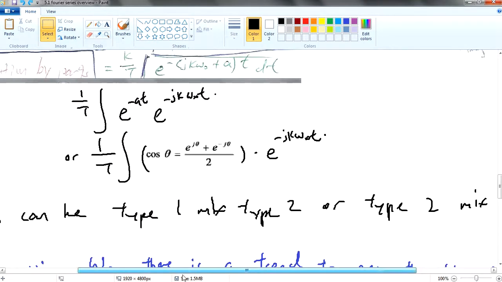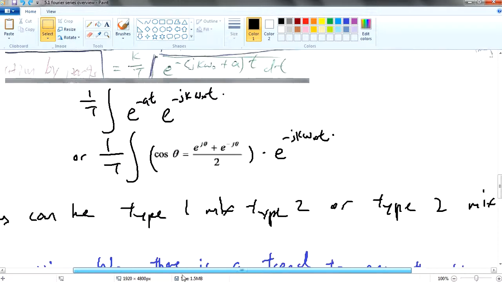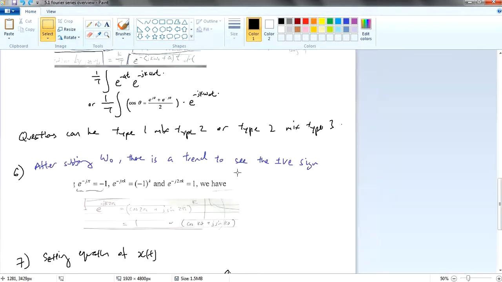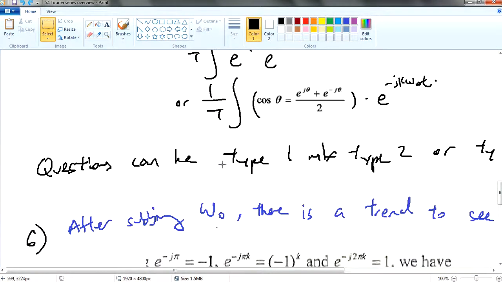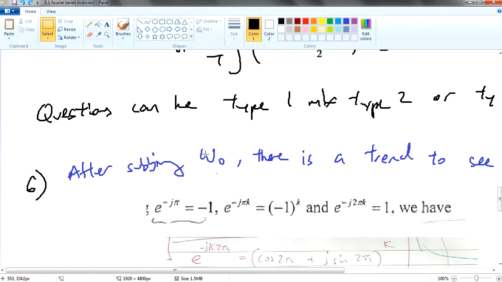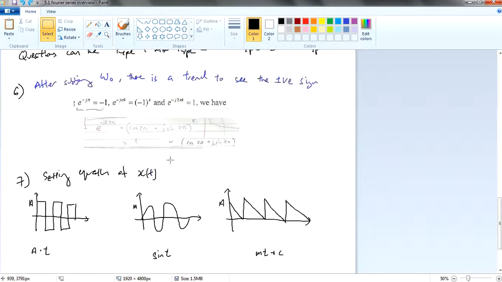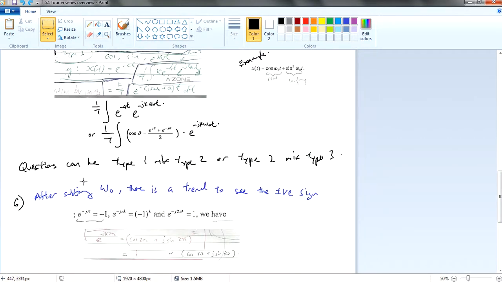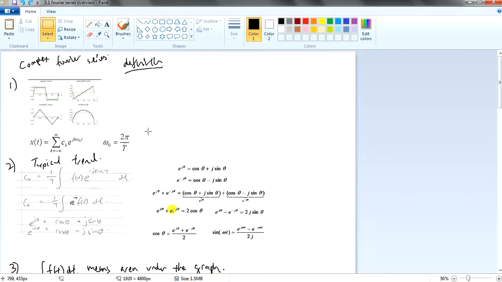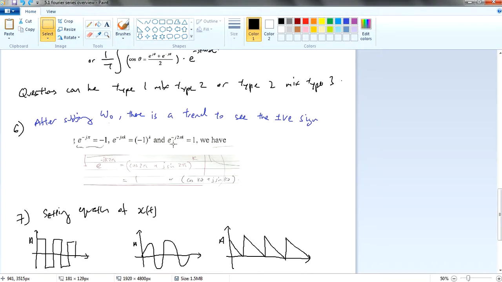The rest I'll explain in the next few videos. Hopefully it will be fast and clear. So now we already know the different types. Now we deal with the omega. We know that omega naught equals 2 pi over T.